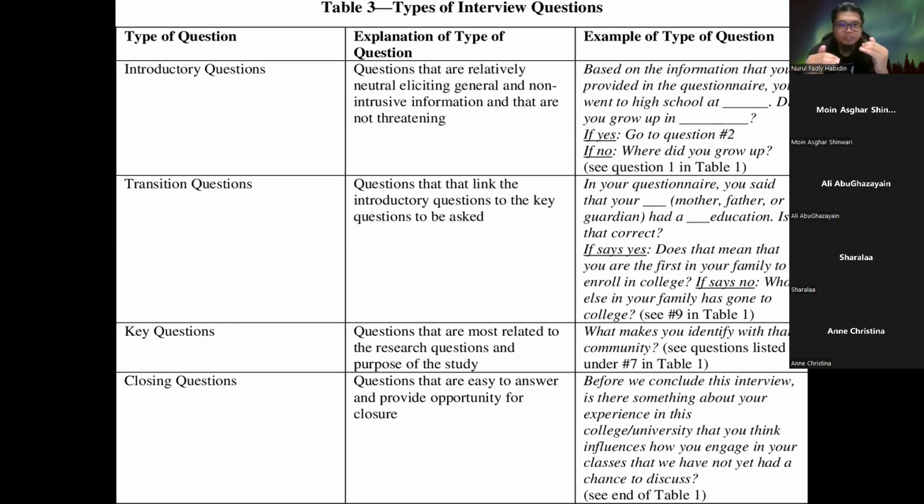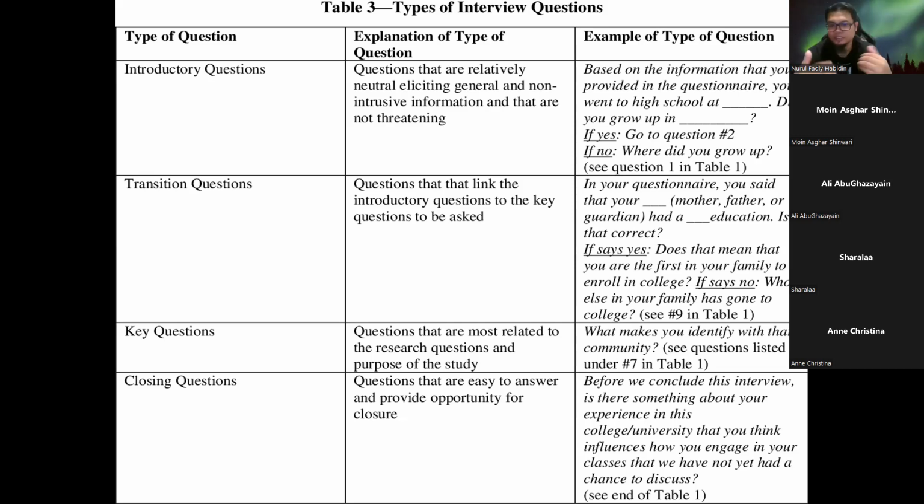So we go to the transition question that links the introduction question to the key question to be asked. This is part of the specific questions in order to answer your research question and research objective. Okay, in your questionnaire, and this is just an example, if you did not mention it in the questionnaire, no problem. Okay, you said that your mother, father or guardian has the education. Is that correct? If yes, does that mean that you are the first in your family to enroll in college? You say no. Who else in your family has gone to college?